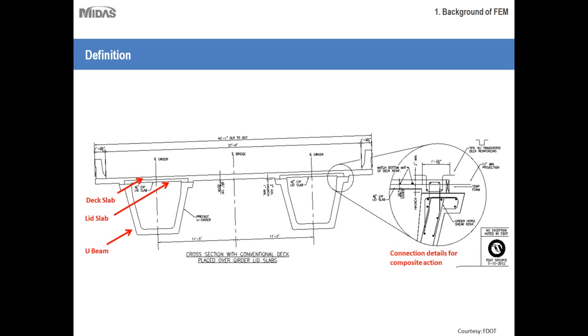If you look at the reinforcement details here for connecting the U-beam, lid slab, and the deck slab, this is how the composite action is achieved. We have some stirrups that are coming out. We have to provide some detailing. So when we pour the concrete, we can have composite action in stages: first with the lid slab, and then with the deck slab on top. When you're simulating this in an analysis environment, you have to make sure that you're able to capture this composite section behavior.